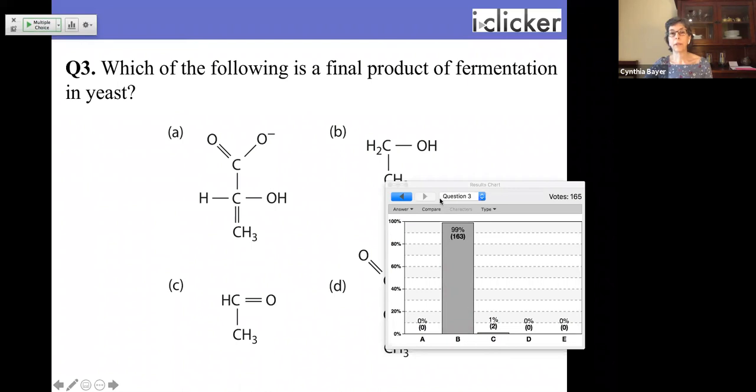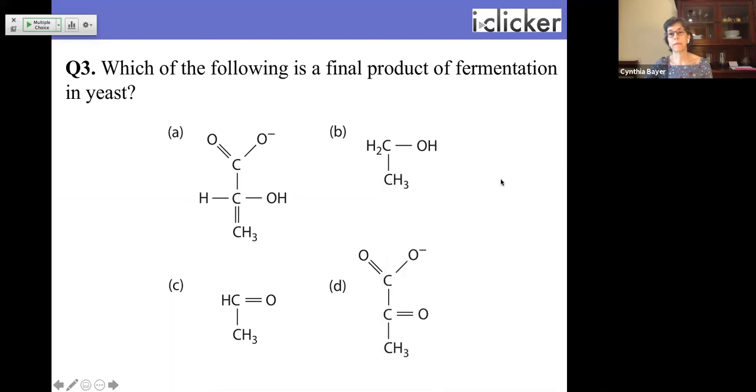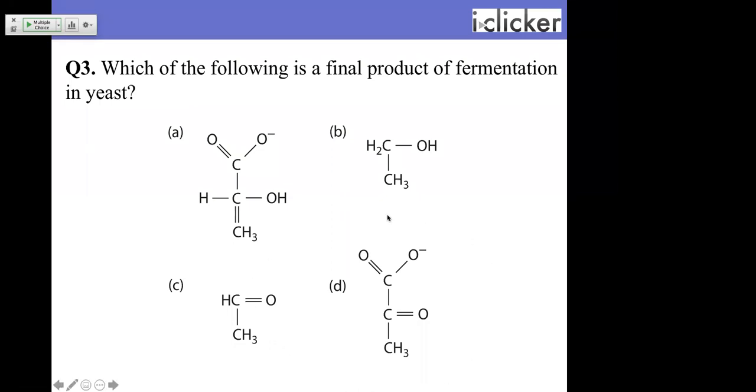Final product of fermentation in yeast is the ethyl alcohol, right? Ethanol, which would be B, right? So here is our 2-carbon ethyl alcohol. What is D right here? Anybody want to tell me? So fermentation of yeast produces carbon dioxide and ethanol, but right here, what is D?